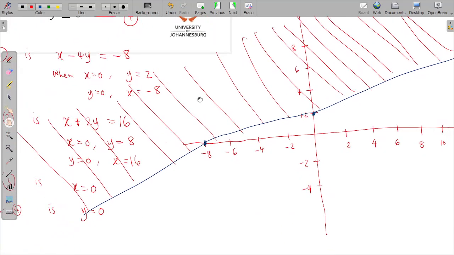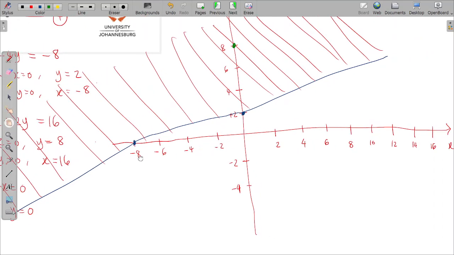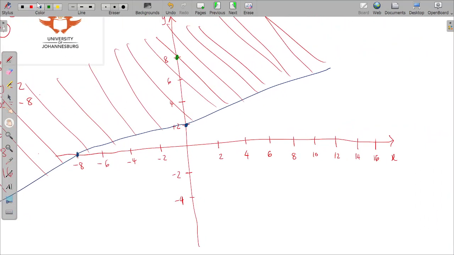Let's go for the second one. When x is 0, y is 8. When y is 0, x is 16. Okay, again, another solid line. Solid lines.